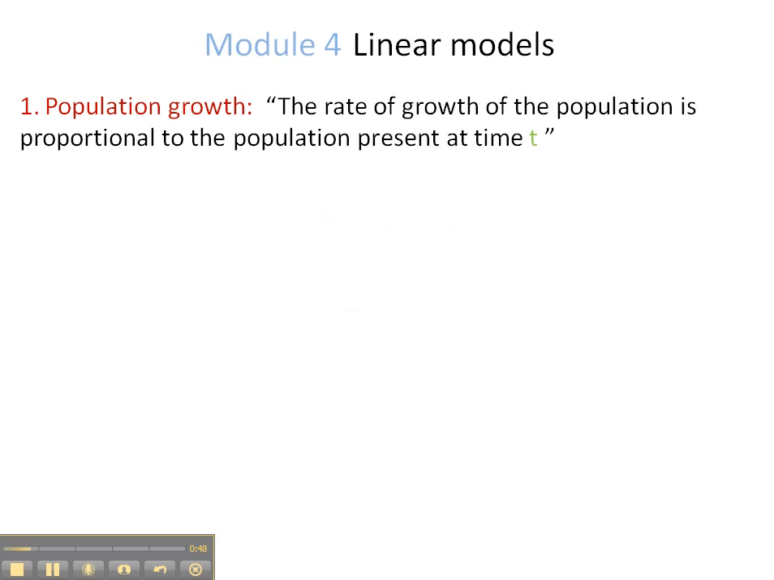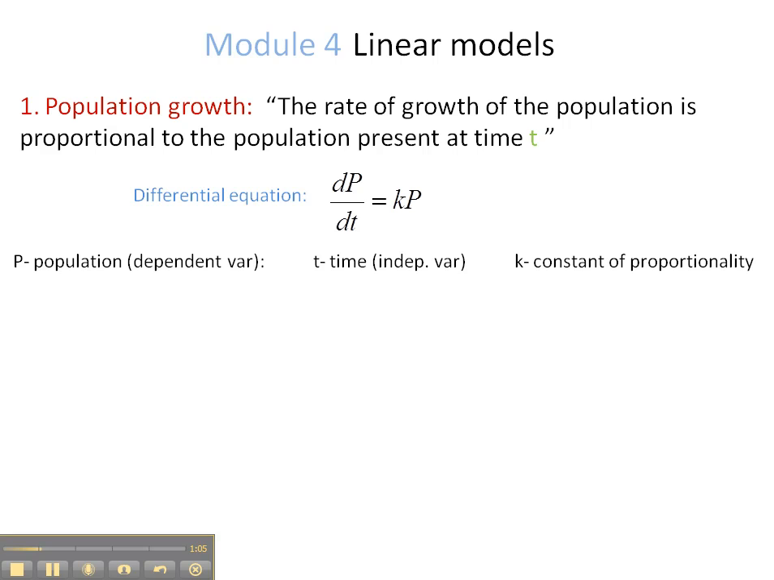Section 3.1, population growth. The model that we're going to create is going to be based on the fact that the rate of growth of a population is proportional to the population present at time t. So the rate of growth, that speaks to us about a derivative, and then is proportional, tells us that there must be a constant of proportionality, like this k right here, proportional to the population present at time t. So that's what this p here is going to stand for.